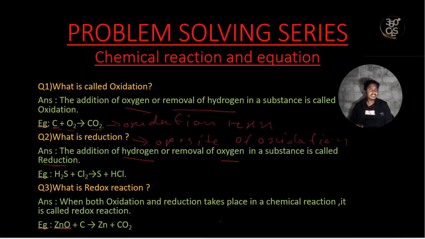So if you notice here in this reaction, both oxidation and reduction are taking place. So here hydrogen sulfide is losing what? Hydrogen, and forms sulfur. So removal of hydrogen is called oxidation. This is oxidation. Okay. Now chlorine is getting what? Hydrogen from hydrogen sulfide. So addition of hydrogen is called what? Reduction. So this is reduction.